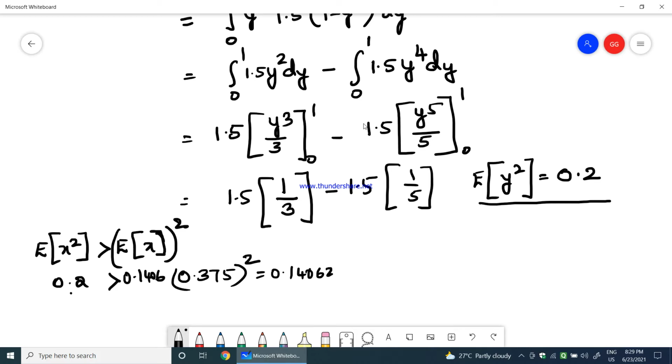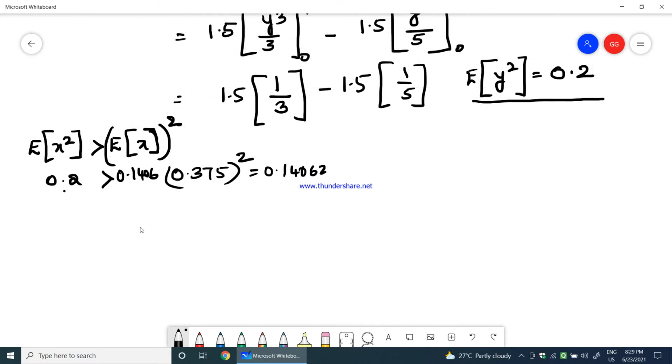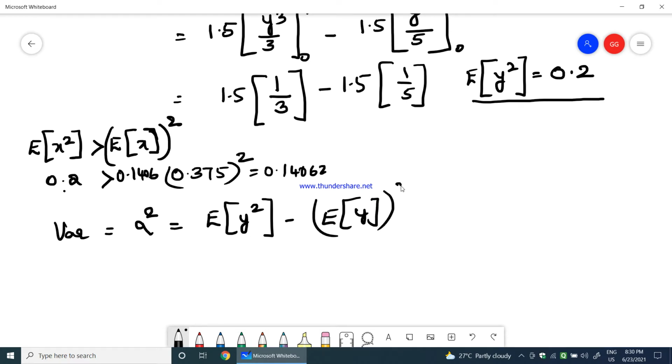Fine. So now, if I want to find out the variance, which is sigma square, what is the formula? If you go back and look into the definition of the variance, where we have written the formula, it is given by E of y square minus E of y the whole square. So this is equal to E of y square, which is 0.2, minus E of y the whole square, which I have already found here, which is 0.14.